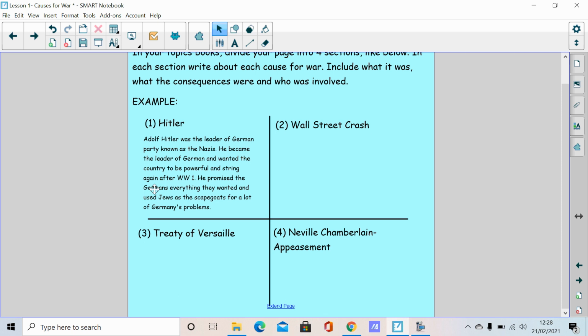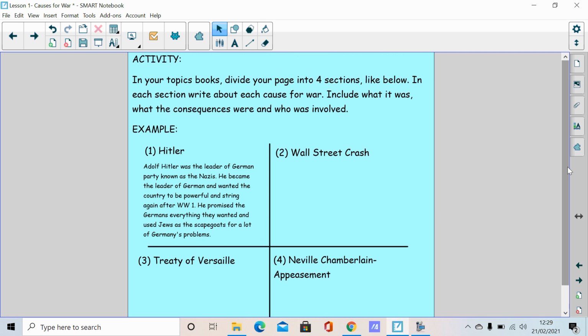Okay, so I've already had a little go at filling in the Hitler one for you. I obviously haven't put as much detail in as you could into your box, because you'll have a little bit more space in your books than I have on this page. That's basically what you're doing. But with these causes, it's really important for you to understand why they are important. Why do they have an impact on how World War II began? Okay, so that's what you're doing for me today.